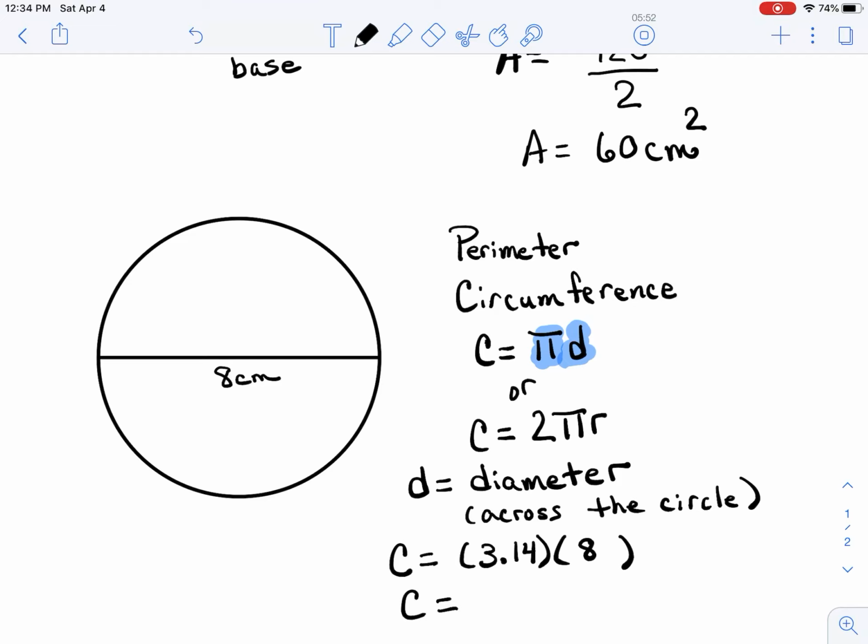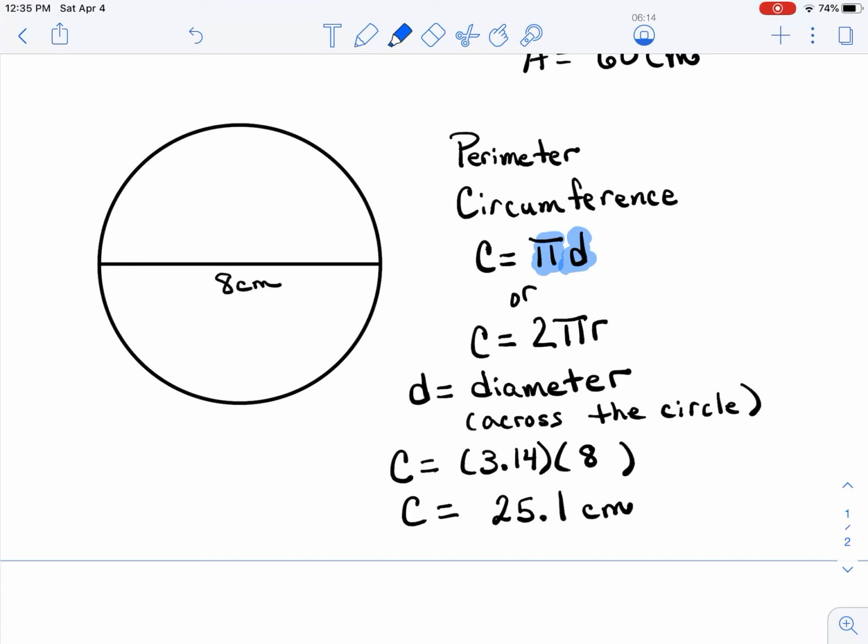And then you want to multiply there. So you're going to decide what decimal place to round off to. I'm just going to round off to 1. Now I'm going to leave that as centimeters because circumference is the perimeter of a circle.